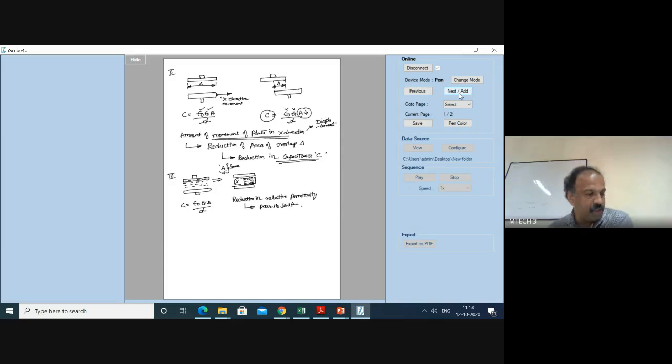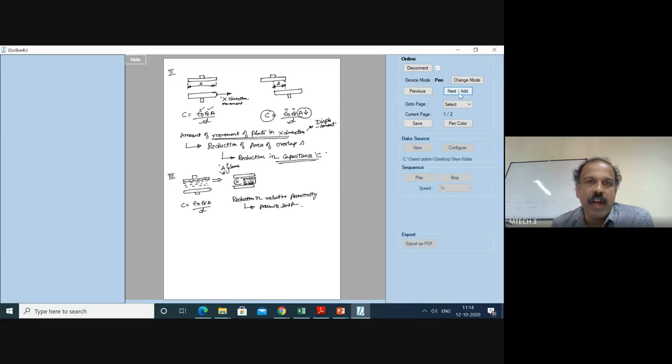Now in these three cases, we have developed the three forms of the capacitance sensor. In the first case, what have we done? One of the plates we have moved in the y direction. That movement is nothing but the proximity of the object. How much you move is going to be measured in the form of capacitance.